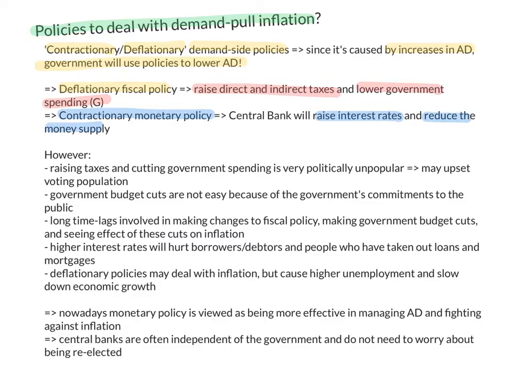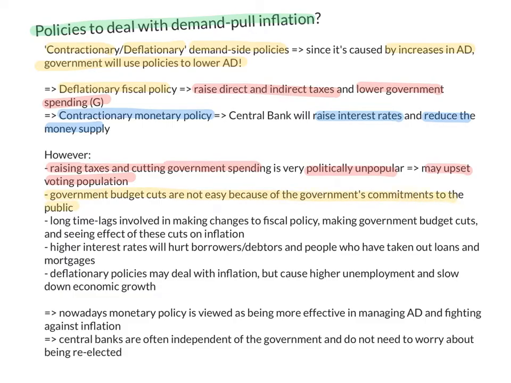Now remember, the learning outcome is to evaluate those policies, not just to describe them and explain them, but to evaluate them. However, the problem with those contractionary and deflationary policies is that raising taxes and cutting government spending is very politically unpopular. So it might upset the voting population. If you're a democratic leader looking to be re-elected, they're not going to be happy if you raise taxes and you cut government spending. Government budget cuts are not easy because of the government's commitments to the public.